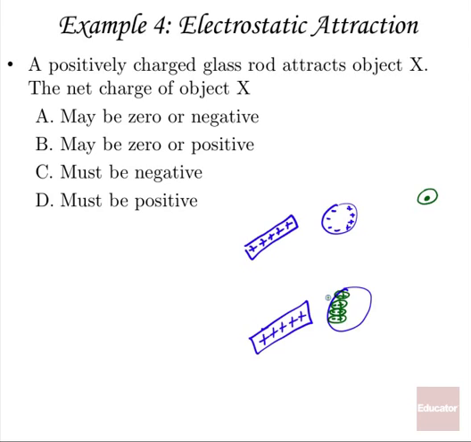So what's the answer? The net charge of object X could be neutral, or it could be negative to get attracted. Same thing would happen if you had a negative glass rod. It could attract something that was either positive or neutral. Now, the only way to prove that two objects are charged is by repulsion. You can attract neutral objects with one charged object. You can't repel unless both objects are charged.